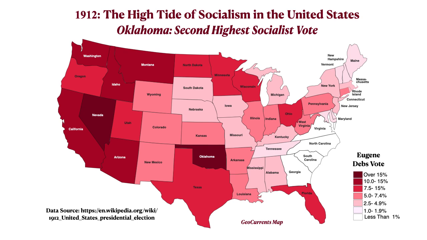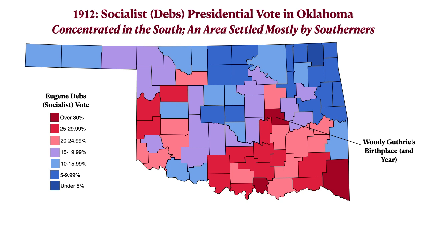I have a GeoCurrents written post on this. If you're interested, I go into a little bit more detail. But you can see Eugene Debs did best in Nevada, but second best in Oklahoma, which is a relatively new state. And if you look at the actual map of the socialist vote in this year, you can see there is a swath of counties across the South where Debs got over a quarter of the popular vote.